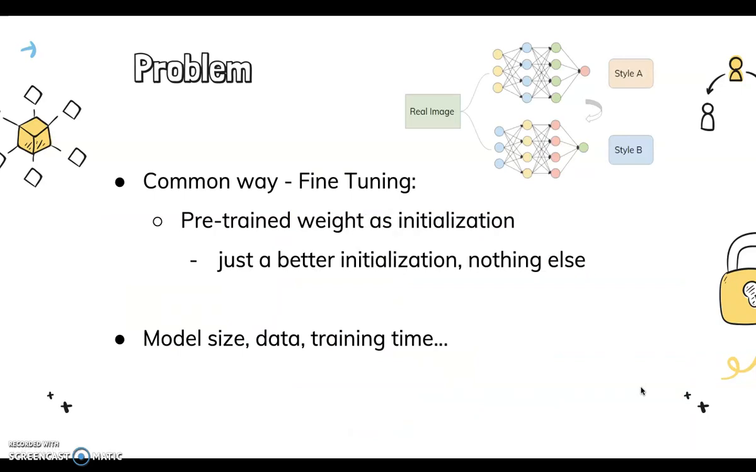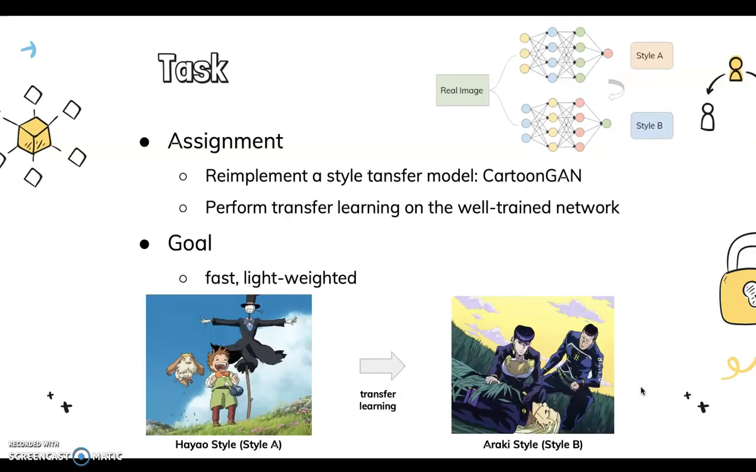It uses pre-trained weights as initialization and trains on the new dataset, but it is just a better initialization and does nothing else. Can we improve it by considering the model size, data, and training time? Thus, our task is first to re-implement the CartoonGAN model provided in the paper, then perform effective transfer learning from higher style, which is style A, to hierarchy style, which is style B, using this network. And the goal is to achieve faster learning with fewer trainable parameters.